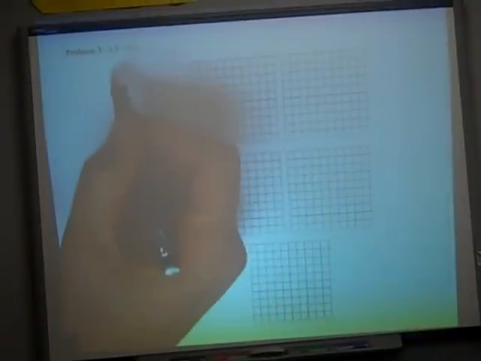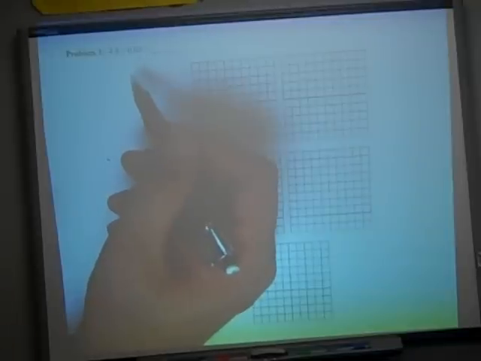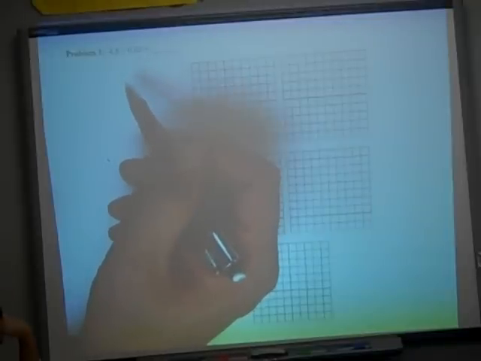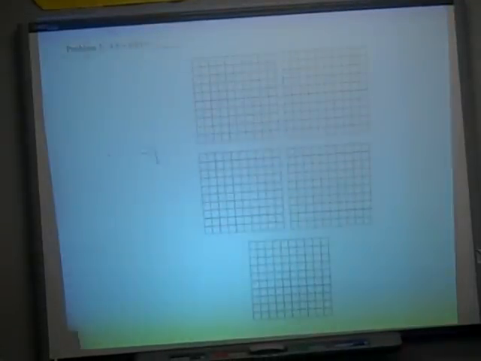Right here I have the problem 4 8/10 divided by 5/100. First thing you want to do is write down the number sentence if it's not already written for you. After you've done that, you want to figure out what your whole is. Your whole in this case is 4 8/10.